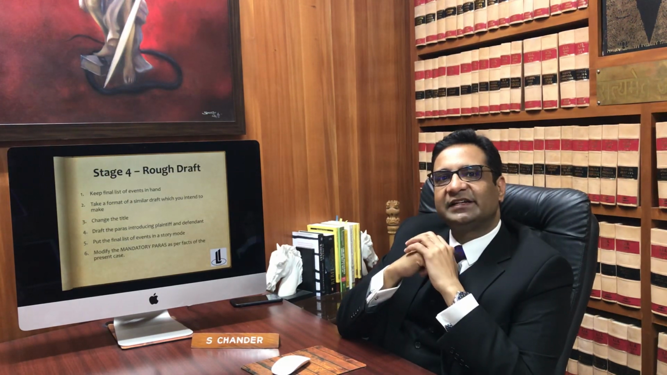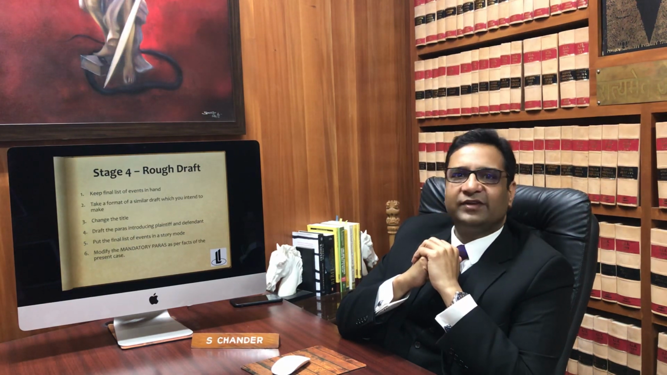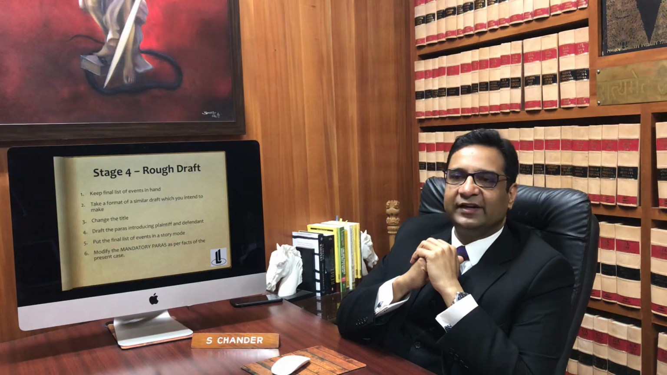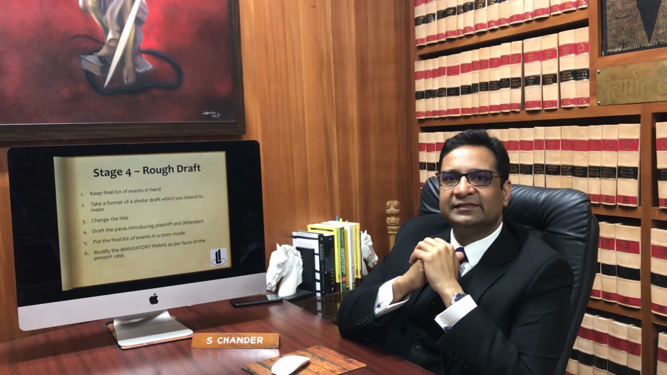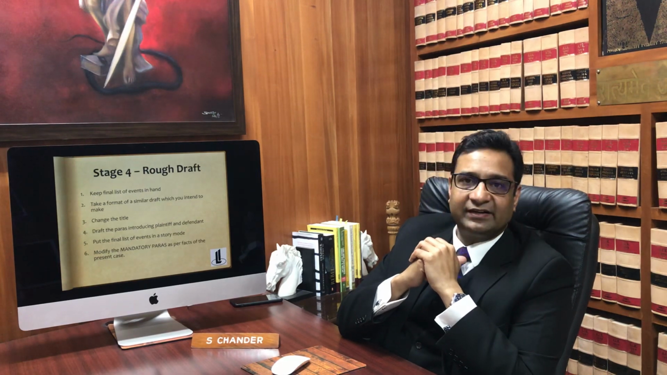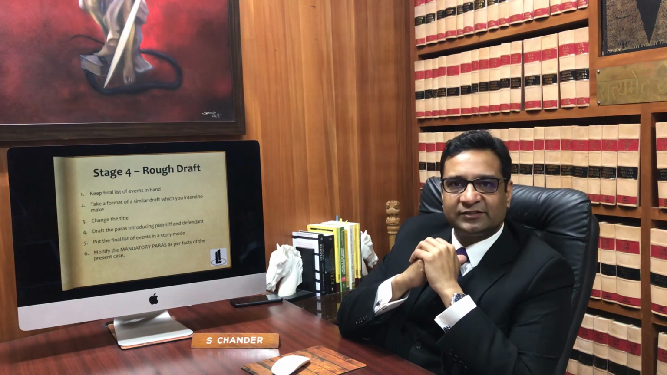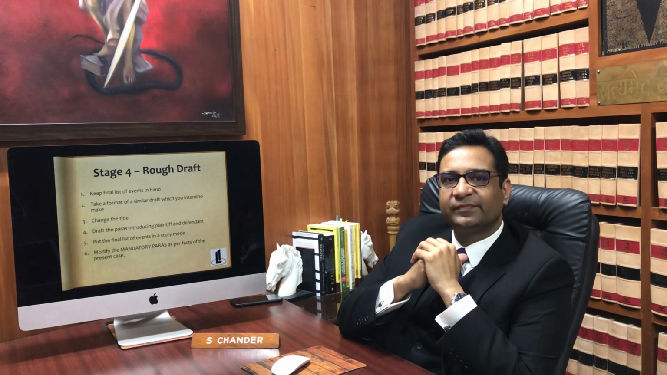Stage 4, which is the rough draft. Now you have a final list of events in hand, and you take a format of a similar draft which you intend to make. Change the title. Draft the paras introducing the plaintiff and the defendant. Once you've introduced the plaintiff, who may be a citizen of India and who met the defendant in a particular manner and is aggrieved because he took the money. The defendant is a businessman who somehow showed you that there is loss going on in his business for which he needed money and he borrowed that money from you, which today he refuses to return.